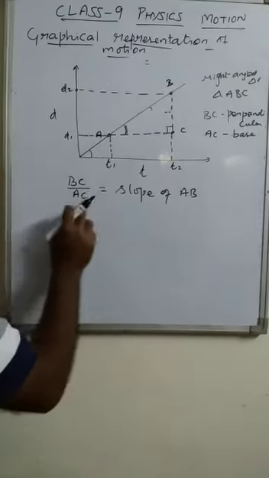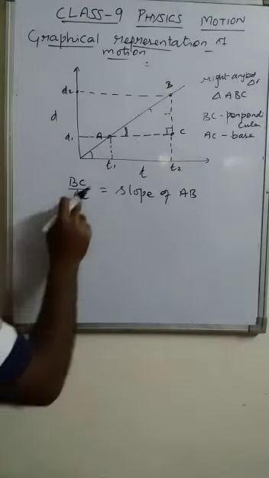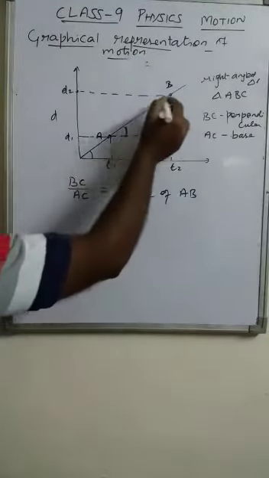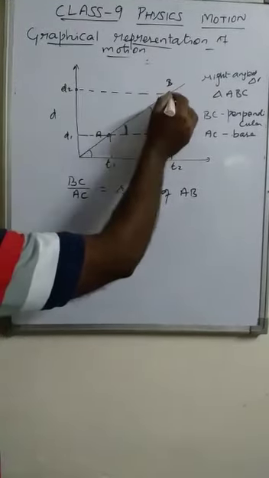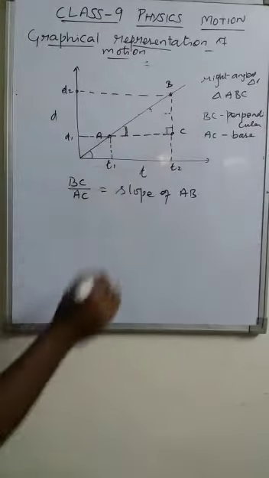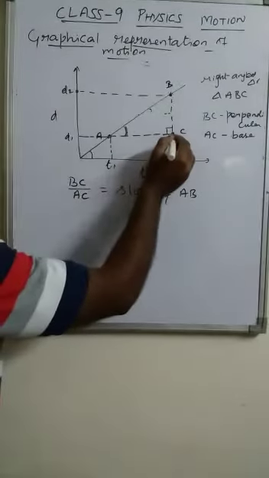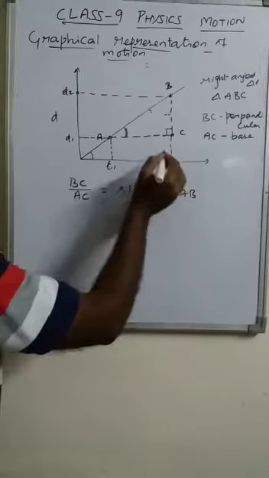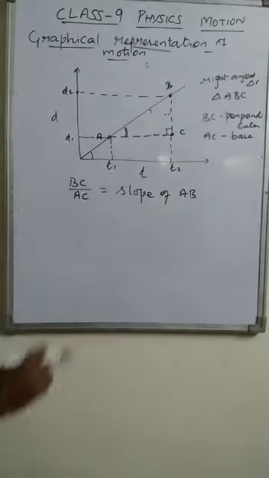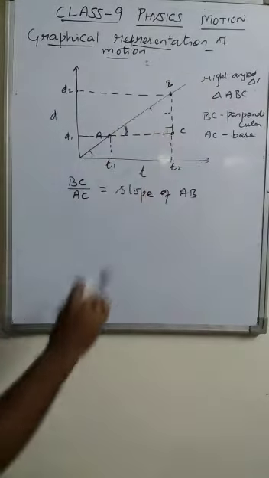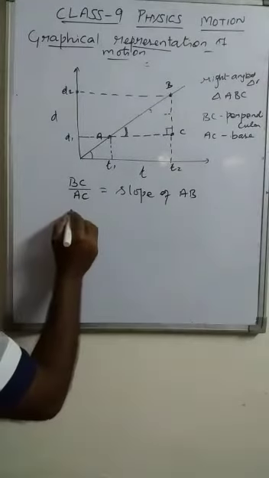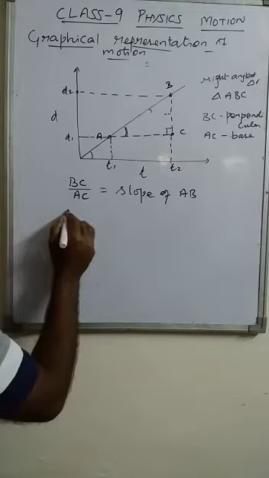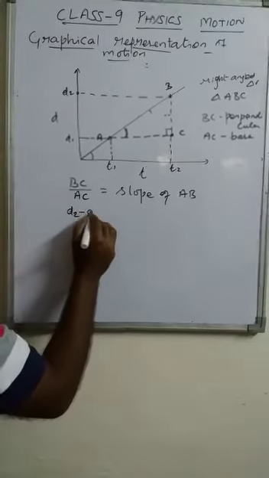Now if we find the slope of this triangle, we have the distance and time measurements for point B, and for point C also distance and time. Now if we want to find the length of BC, it can definitely be taken as BC equal to D2 minus D1.